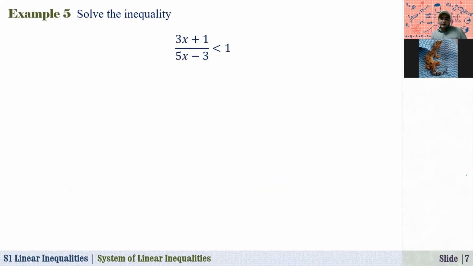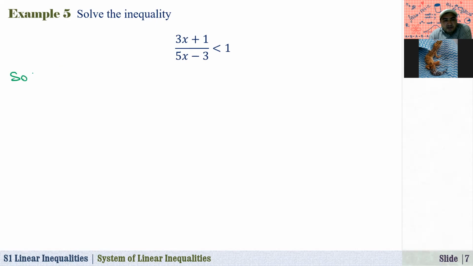Okay. Now let's solve another inequality. Here it involves a fraction, but in the fraction, in the denominator, we have a variable. We call this an algebraic fraction, right? At that time, you should be careful. How do we do that? Sometimes students make this mistake: they just multiply both sides by 5x minus 3 and solve this inequality. That is a very common mistake.